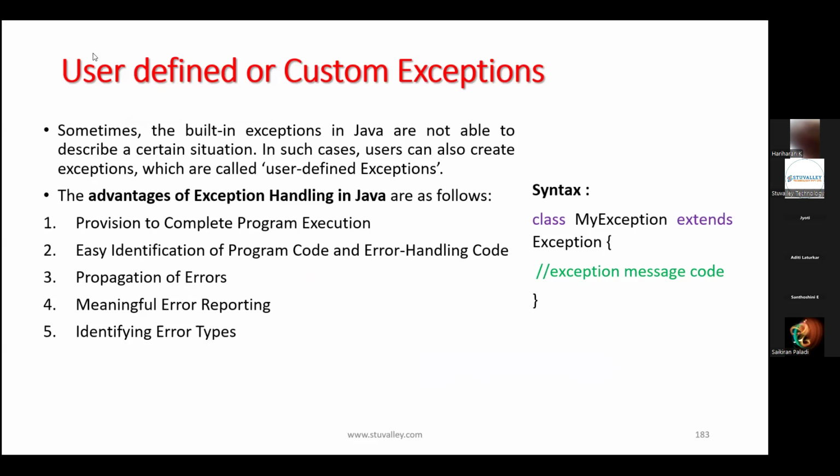The syntax for creating a custom exception is class, then whatever name you want to give to that exception. Whenever you are creating a user-defined exception, that class should extend the Exception class or RuntimeException class. You can directly create a child class of the Exception class or RuntimeException class. We will see the custom exception program.